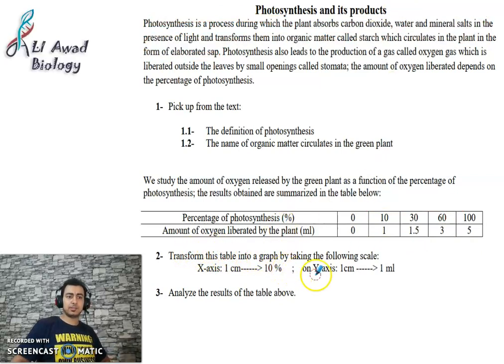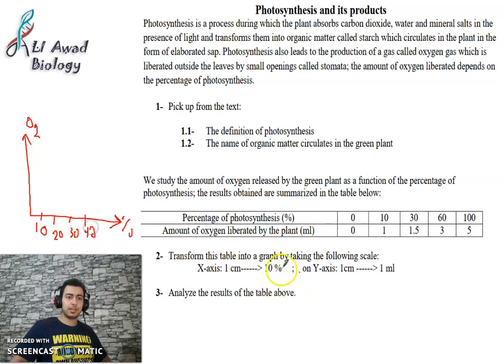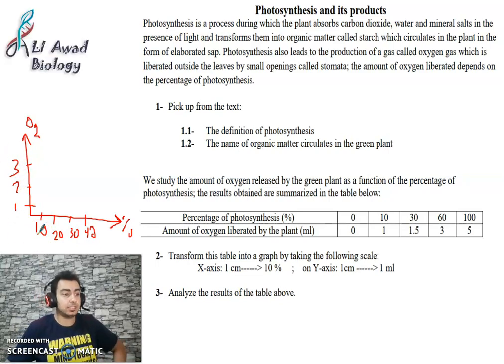Transform the table into a graph by taking the following scale. طبعا أنا إذا بدي أرسم الجراف بدي أحط البرسنتج تحت والأماونت أوف أوكسجين ليبريتد فوق، وعاطيني سكيل على الإكس أكسس 10، يعني بحط 10 وبصير بزيد 10 20 30 40 إلى آخره. وكمان هون عاطيني 1 بحط 1 2 3. طبعا أنا مش رح أرسم الجراف هلا لأنه فيكم ترجعوا للفيديو اللي حكي فيه عن رسم الجراف، بتلاقوه بالفيديوهات السابقة.